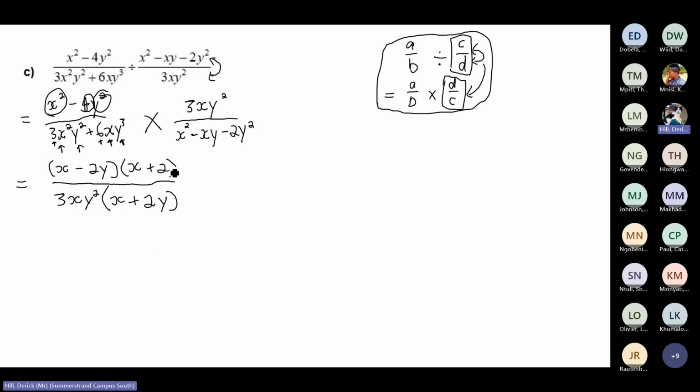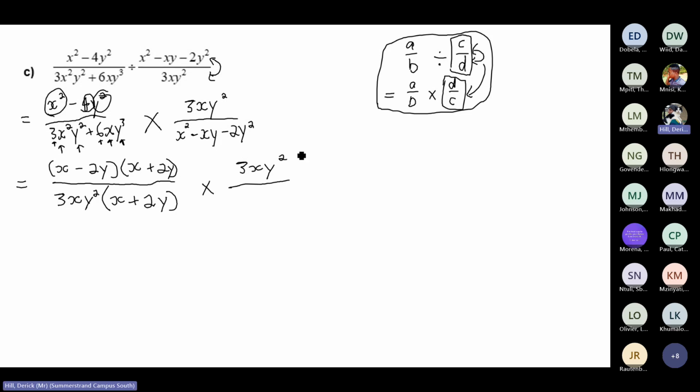Right. Sorry, I forgot my y up here. That's going to be handy in a moment. Multiply that by 3xy squared all over. Now we can factorize this as well.